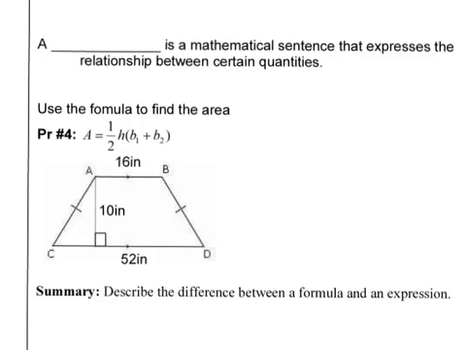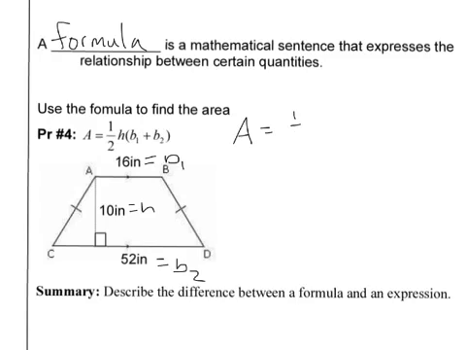All right, on the next page here, we got a formula. A formula is a mathematical sentence that expresses the relationship between certain quantities. So we're going to use this formula to find the area of this trapezoid. This is the formula for the area of a trapezoid. It's one that you guys had to memorize last year. So let's plug some things in here. Well, first we're going to have to identify what all these numbers are. This looks like my B1, my B2, so my bases, and here's my height. So now we can start plugging things in.